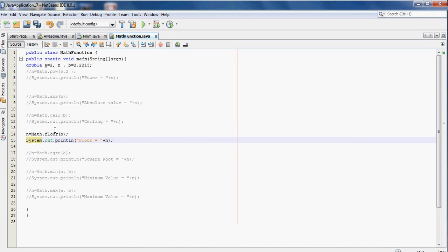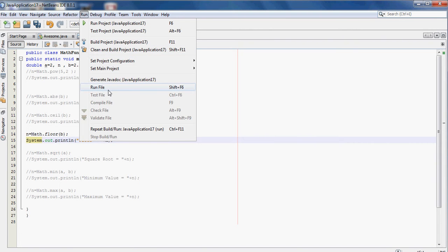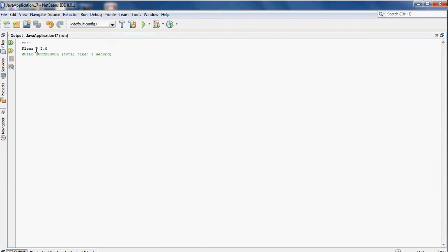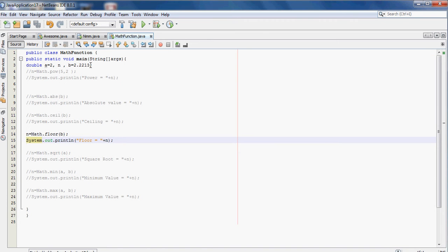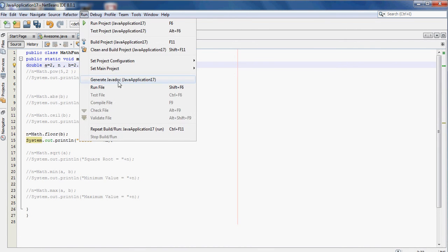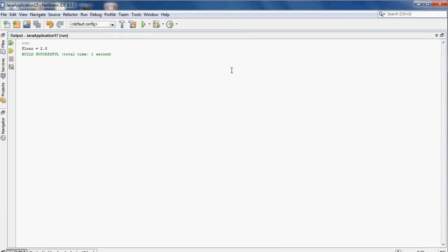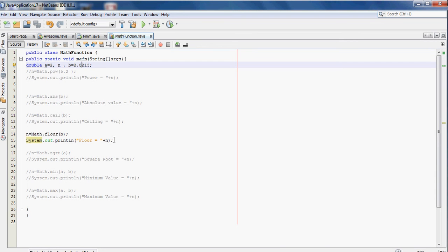Math.floor. Math.floor is exactly the opposite of math.ceil. Floor means it gives the integer that is nearest to the value and also lower than the value. So let's check it out. Floor equal to 2. And we'll check it with a number where rounding off gives a different answer. Again 2. So I think your doubts are cleared out right now.